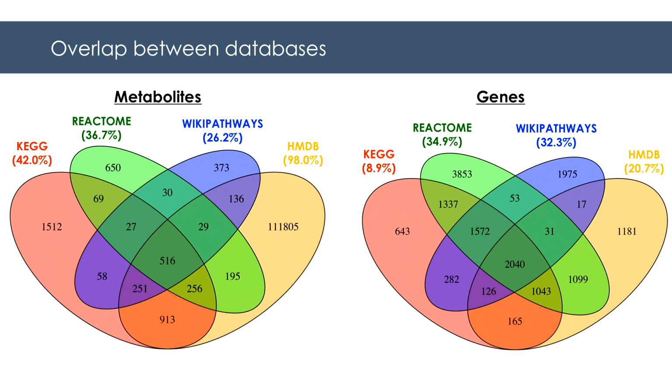You can see a quarter of the metabolites found in WikiPathways are only in WikiPathways. About a third of the genes in WikiPathways are also found only in WikiPathways. You see this similar trend. Of course, one exception might be HMDB, where 98% of the compounds are only found in HMDB, and the human genes in KEGG, only around 8.9% are exclusive.